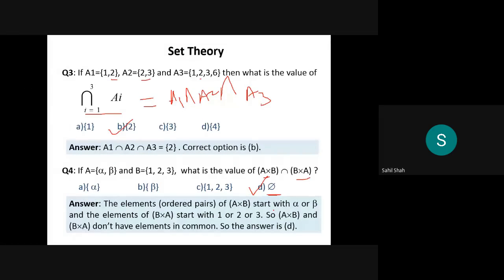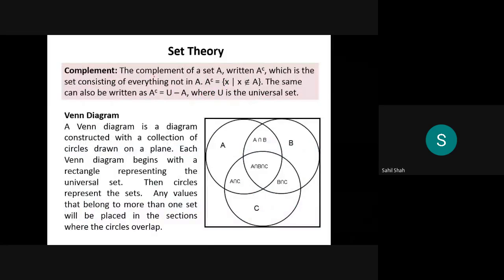Next, the complement operation can also be represented in terms of the universal set, which I have already told you. The complement of set A is written as A raised to C as well. This is a new term. Okay, I said you can write it like this: you write a set name and put a bar. This is one thing. You can write it like A raised to C as well, or you may write the negation of A to denote a complement. The complement of C is the set consisting of everything not in C.